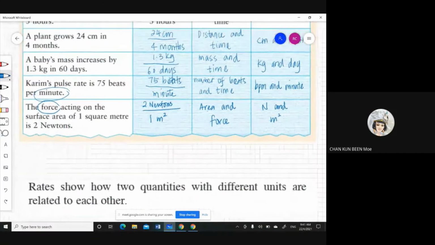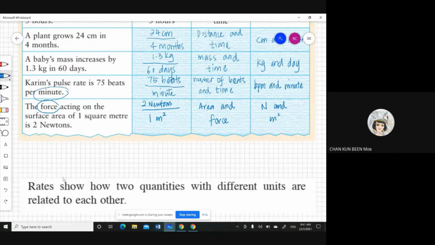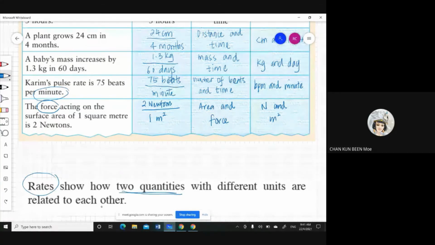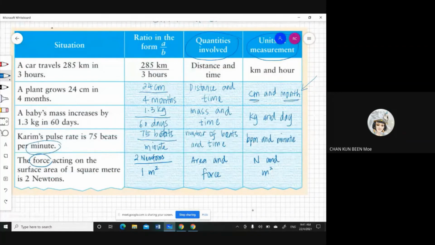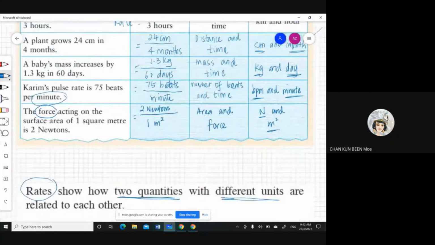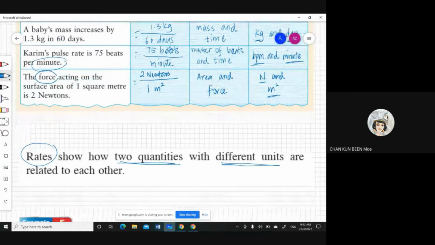Yes. Let's continue. So from the activity, it gives you the conclusion here: the rate shows how two quantities with different units are related to each other. So actually, rate is the relationship between two quantities with different units. From the activity, we have centimeter and month, kilogram and day, beat per minute and minute, Newton and square meter. All of it is actually referring to rate. So when we write down the ratio, all of these are referring to the rate already. Okay? So now we continue.